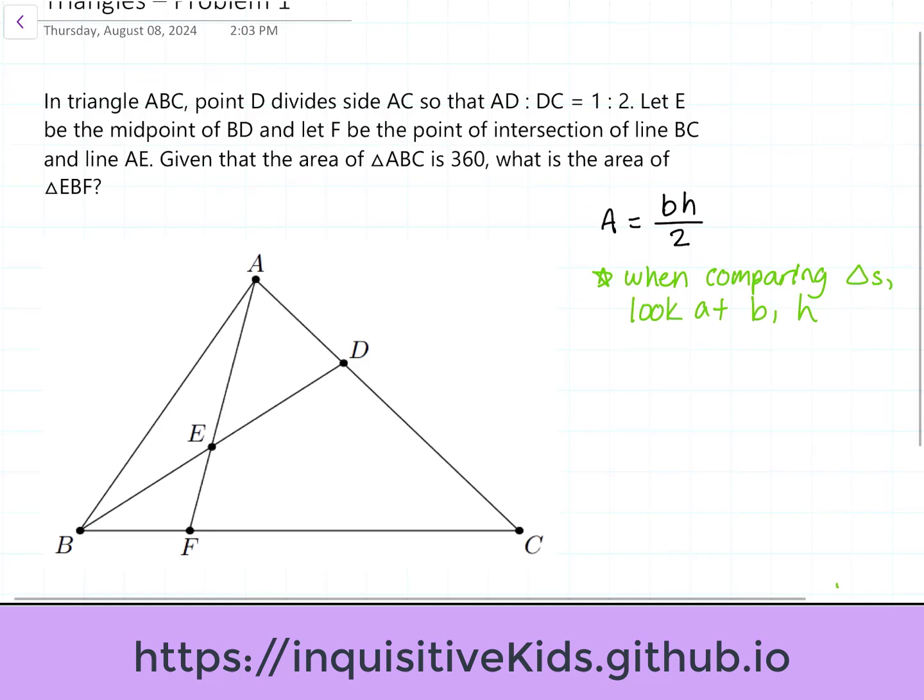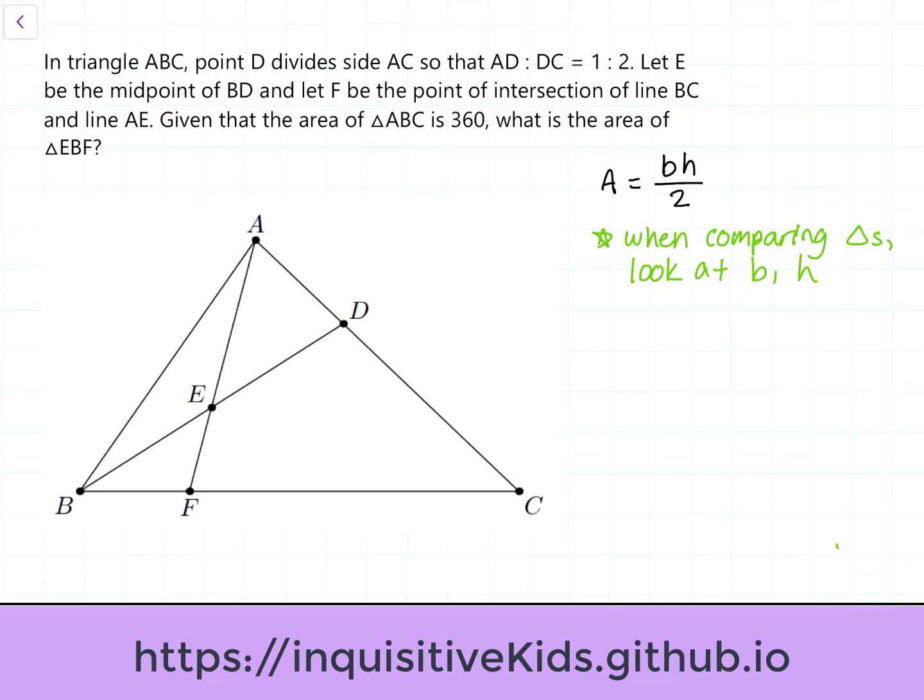In triangle ABC, point D divides side AC so that AD to DC is 1 to 2. Let E be the midpoint of BD and let F be the point of intersection of line BC and line AE. Given that the area of triangle ABC is 360, what is the area of triangle EBF? Pause the video to try to see if you can solve this on your own.